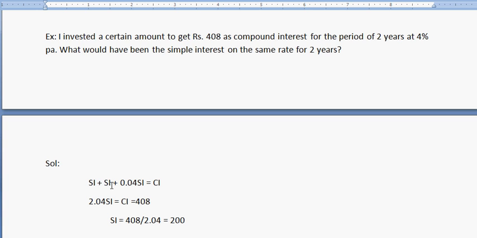After year 1, SI would be added back to the principal to calculate the compound interest. So in the second year, what interest would I get? I would get SI plus interest on this SI, which is 0.04 SI. This is the total interest which I get in the second year, and this is the interest which I get in the first year. When we add them, they would be equal to the total compound interest. So compound interest is 408, therefore simple interest is 200. This is again a simple one, but an important question.